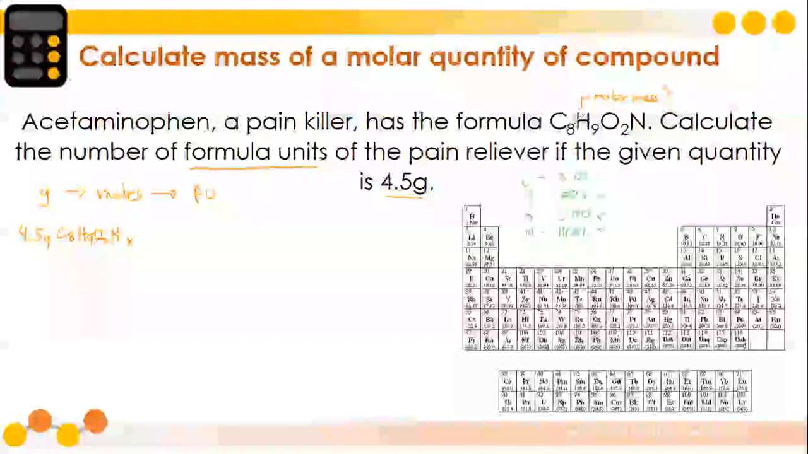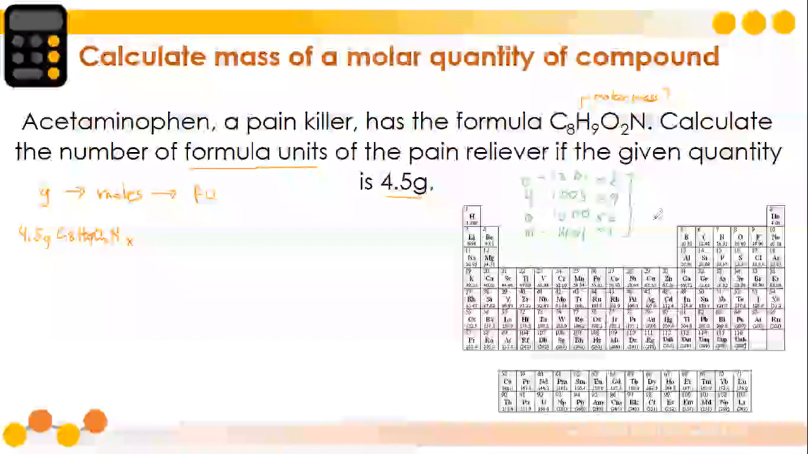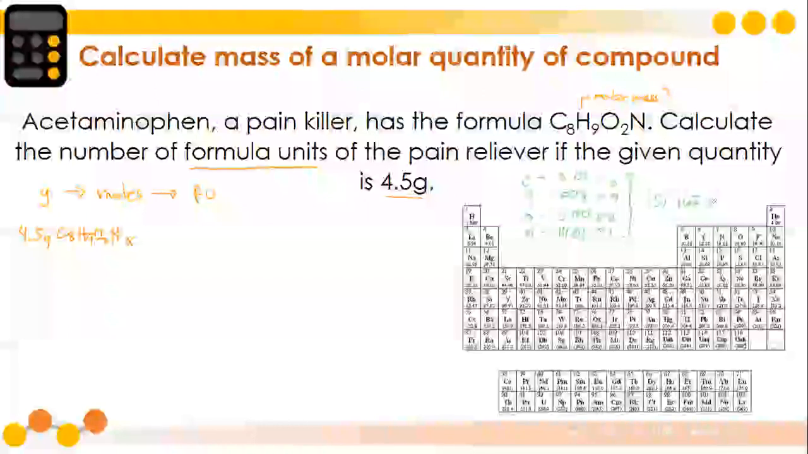We also have to multiply them by the subscript that they have in the given compound. So for carbon, we multiply it by 8. For hydrogen, by 9. For oxygen, by 2. And for nitrogen, it's simply 1. Kindly solve this on your calculator and then come back for the final answer. Okay, so the final answer for the molar mass of acetaminophen is 151.162 grams per mole.